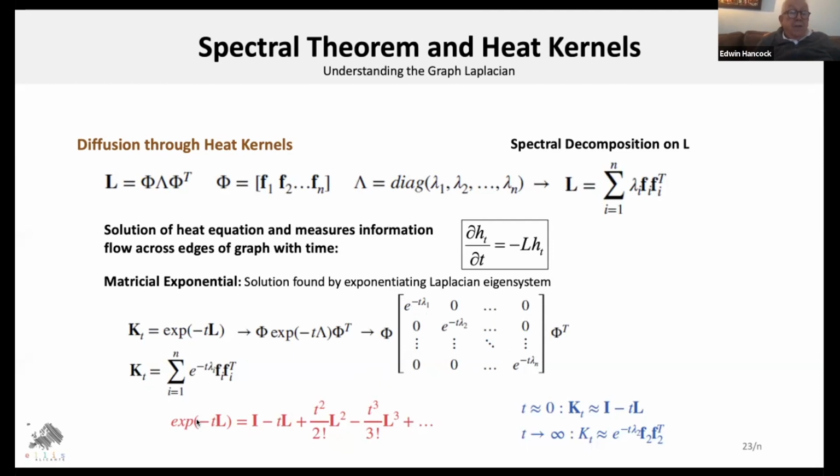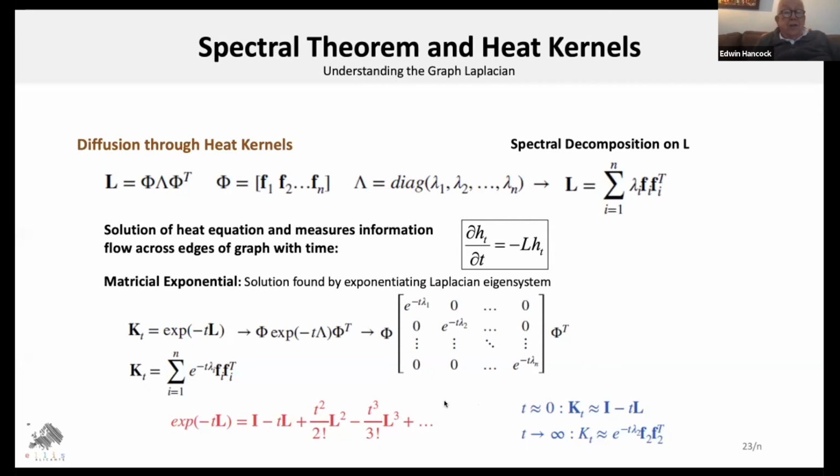So we can, if we like, rewrite the heat kernel K of t as a series expansion, basically a matrix Maclaurin expansion in terms of different powers of the Laplacian matrix times different powers of t. So it's basically the identity matrix minus t times L plus t squared divided by 2 factorial times L squared and so on and so forth.